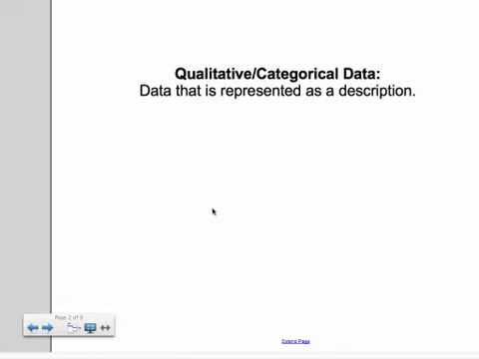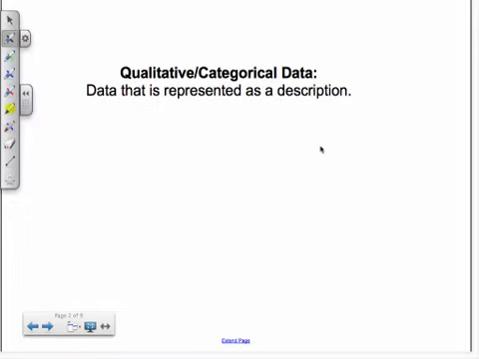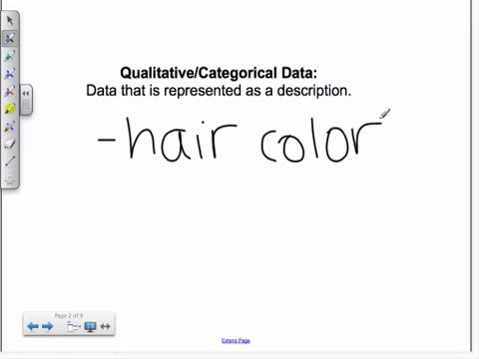These 4 words are going to be really important for the foundation of this unit. So the first phrase that we need to define is qualitative or categorical data. You can use either word, qualitative or categorical. They are interchangeable, but it's just data that is represented as a description. So an example of something that would be qualitative would be someone's hair color, for example, or someone's hobby. Okay, those are examples of qualitative data.